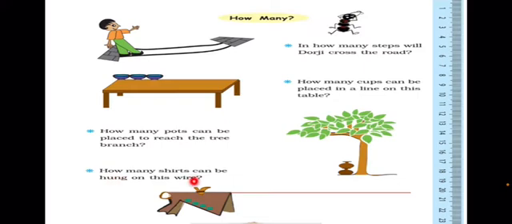How many shirts can be hung on this wire? Again over here this is a big shirt, but what if a shirt of a child has been hung over here? It will be small. So again there will be difference in the measurement. So to have the actual measurement we have to use the correct units.